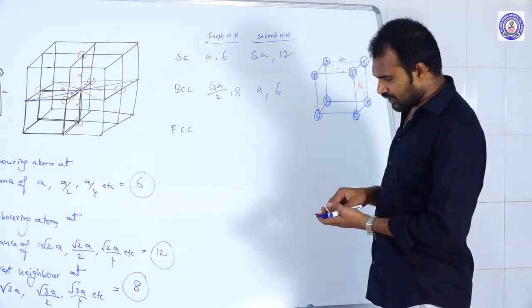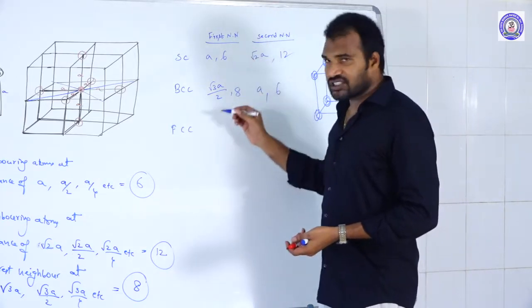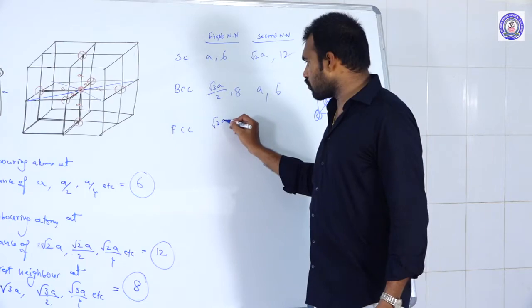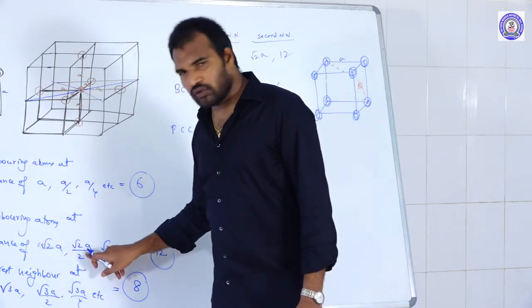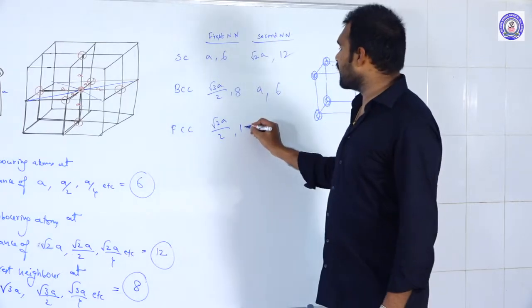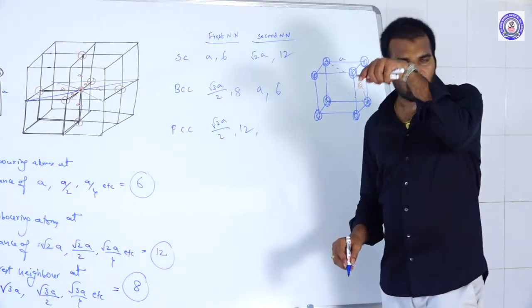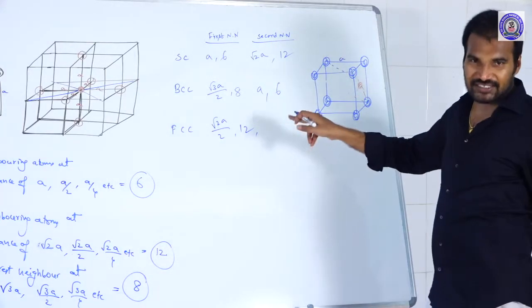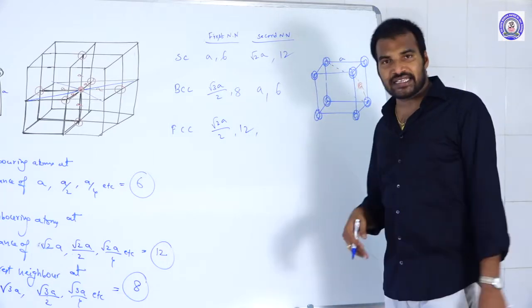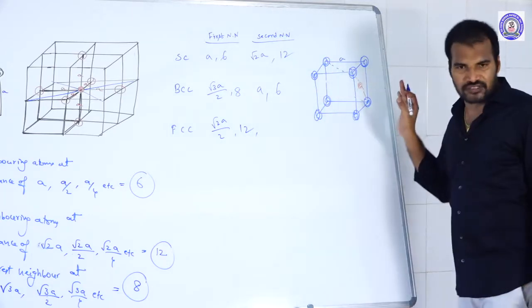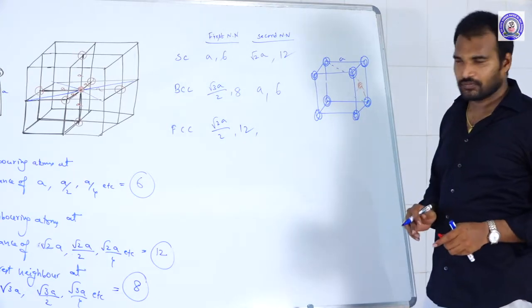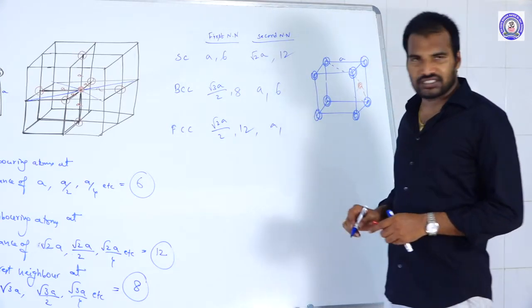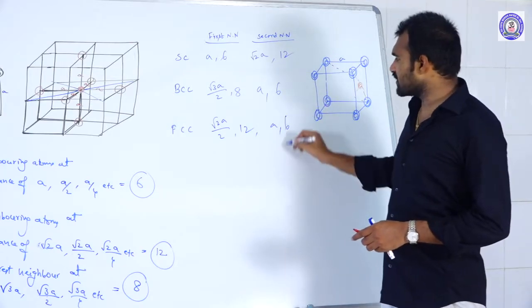So, here in this case, the first nearest neighboring distance is what? Root 2a by 2. At a distance of root 2a by 2, what is the number of atoms? 12. So in FCC, coordination number is 12. I told you, no? So the same value. And second nearest neighboring distance. So root 2a was finished. The second nearest neighboring distance is definitely a. So second neighboring distance is a, and its value is 6.